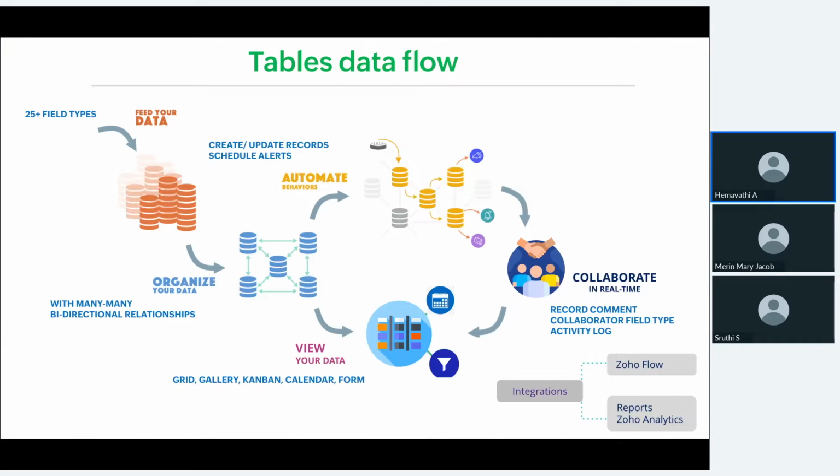Let's understand how data can be managed in Zoho Tables. So you can add almost any kind of data with the help of 25 plus field types that we have, including the AI field types. As you feed in your data, you can organize your data with the help of many to many bidirectional relationships that we offer. And you can visualize your data in different formats using grid, gallery, Kanban, and calendar views.